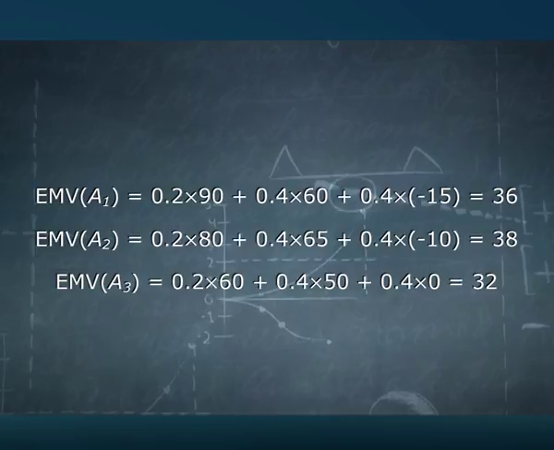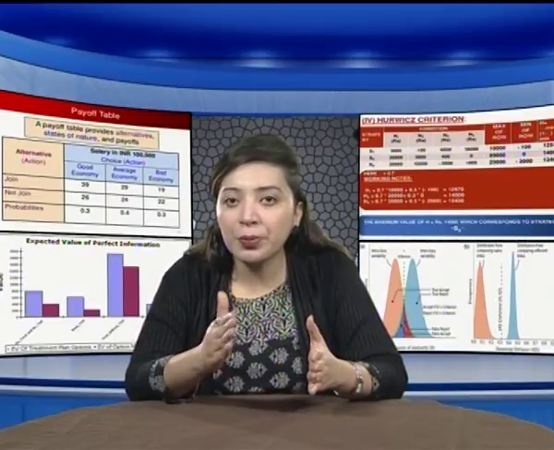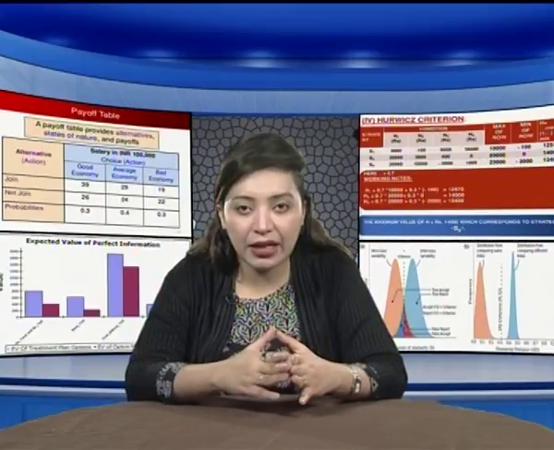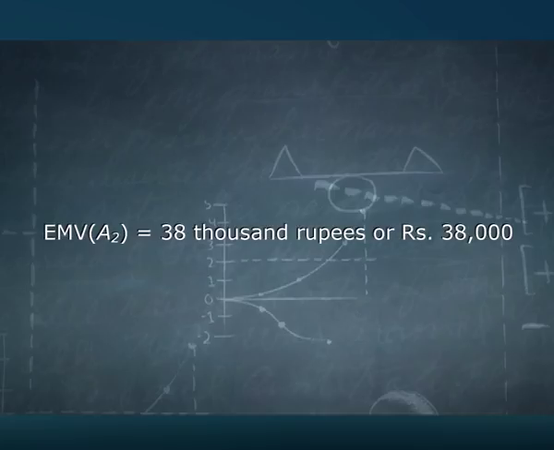Since EMV is maximum for the act A2, therefore by EMV criteria, the act A2, that is partial product line, is the optimum act, and its expected profit, the EMV for A2, is equal to 38,000 rupees.